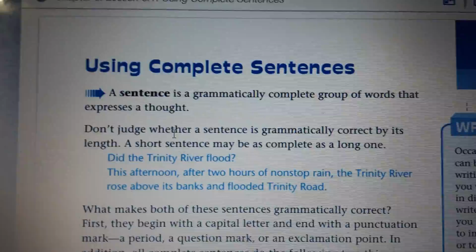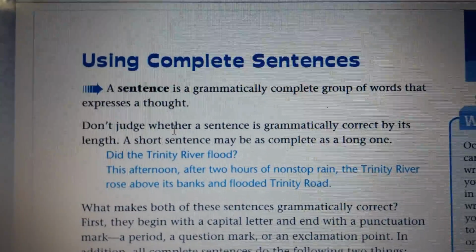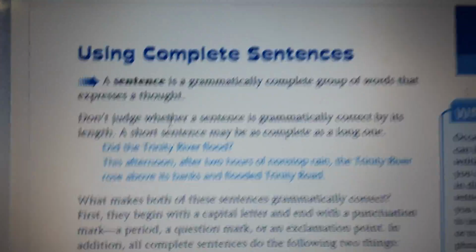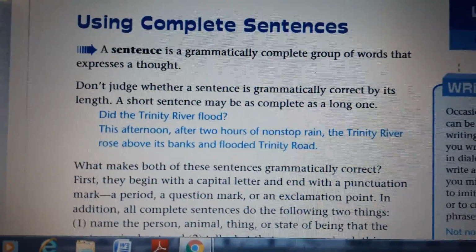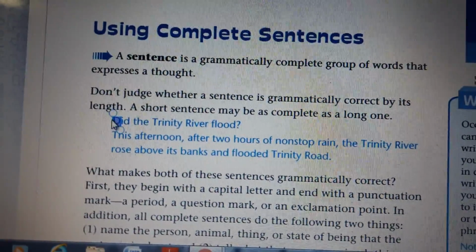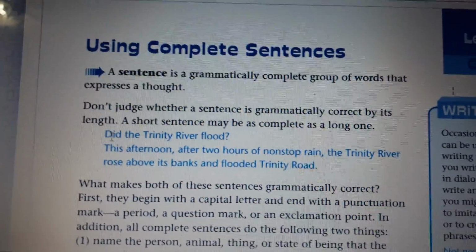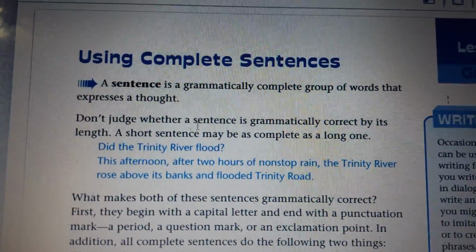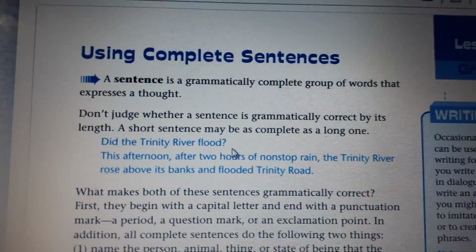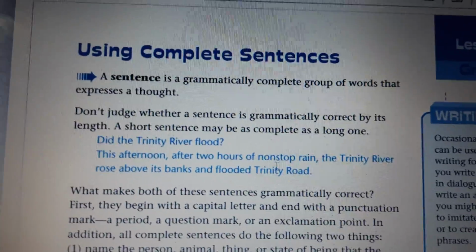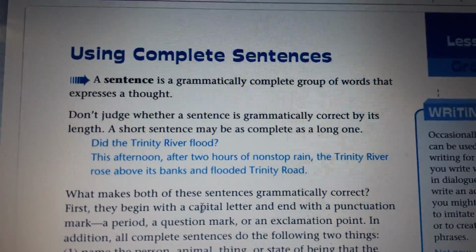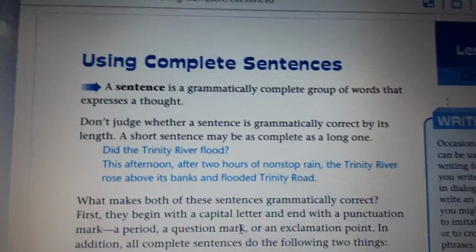Okay, so here we have two sentences. The first one is a question, and the second one is a kind of answer. First of all, you should pay attention that if you want to write a sentence, you should start with a capital letter. If it is a question, you should use the perfect punctuation mark for your sentence. Maybe you're gonna use a comma, maybe a period, maybe an exclamation point, or a semicolon or whatever.